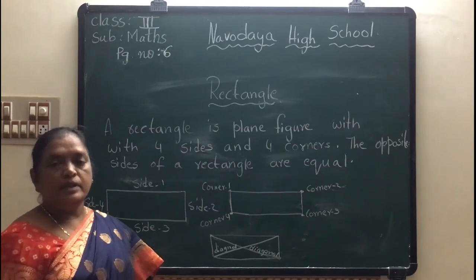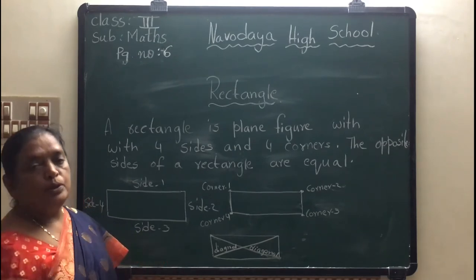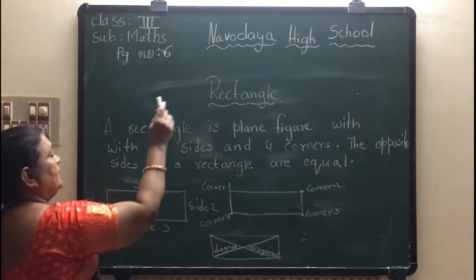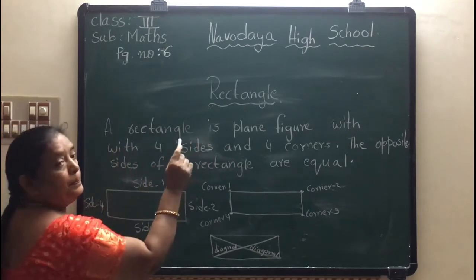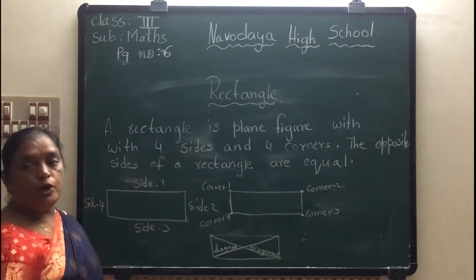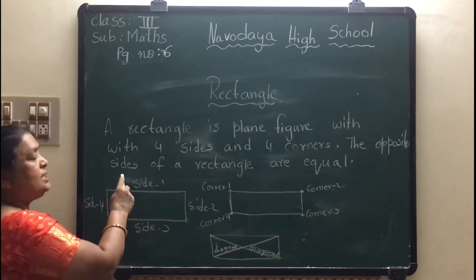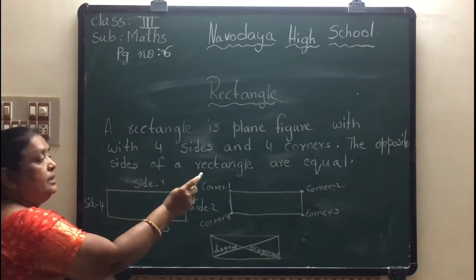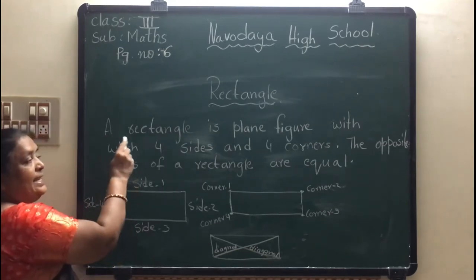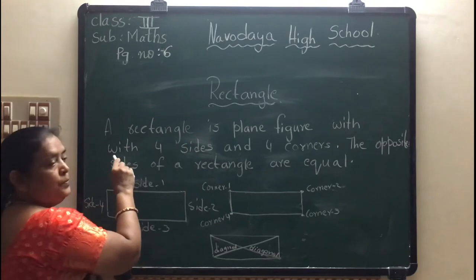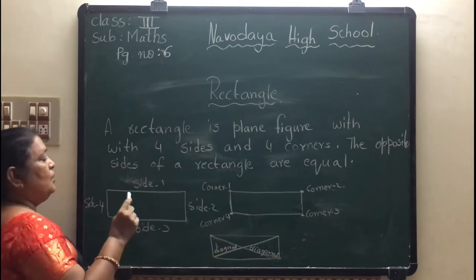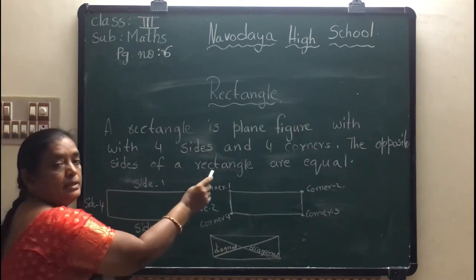Now, the second one I am going to tell you is rectangle. A rectangle is a plane figure with four sides and four corners. The opposite sides of a rectangle are equal. Shall I repeat it again, children? Okay. A rectangle is a plane figure with four sides and four corners. Only the opposite sides of a rectangle are equal.